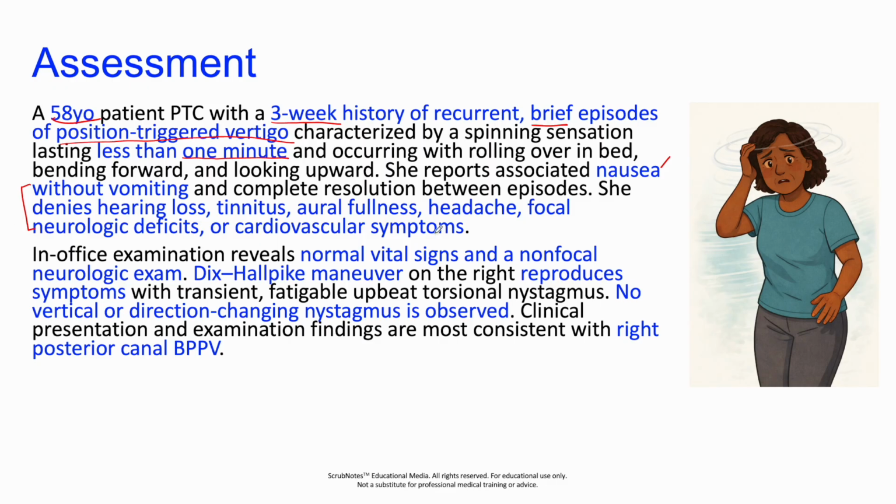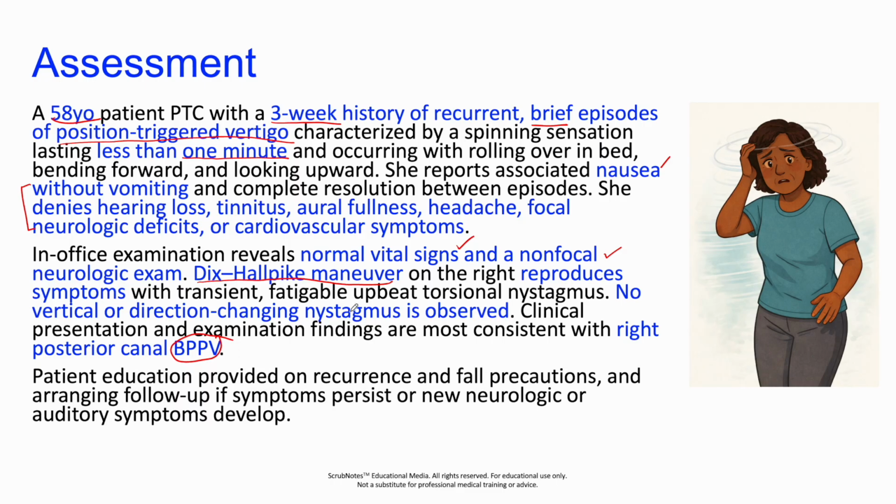In-office examination reveals normal vitals and a non-focal neurological exam. Hallpike maneuver on the right reproduced symptoms with transient fatigable, upbeat torsional nystagmus. No vertical or directional changing nystagmus was observed. Clinical presentation and exam findings are consistent with right posterior canal BPPV.